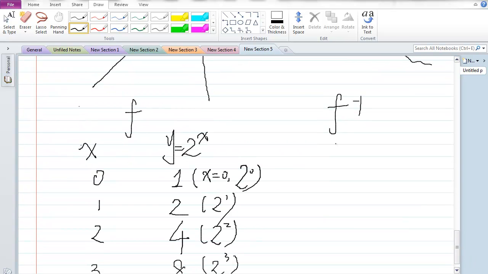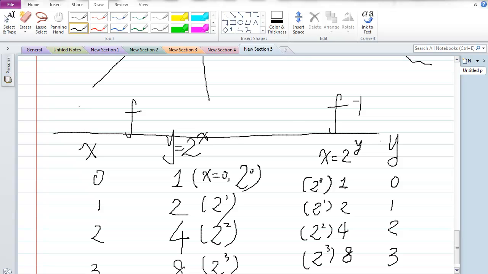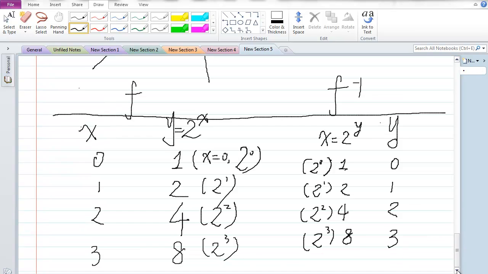So how about the inverse function? We can have y increase from 0 to 1 to 2 to 3, and the inverse function is x equals 2 to the y's power. Similarly, we get 1, 2, 4, and 8. So from this we can see the relationship between the original function and its inverse function.